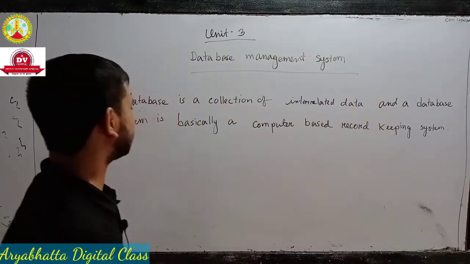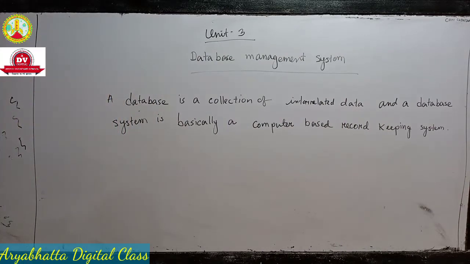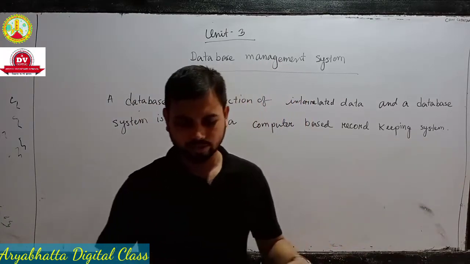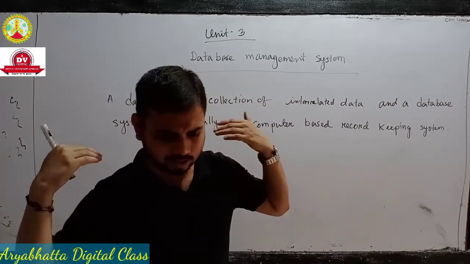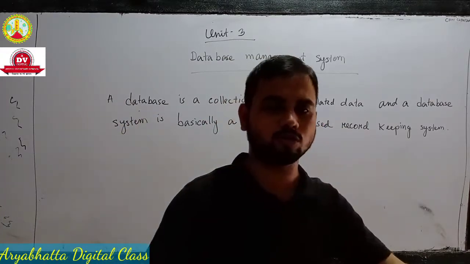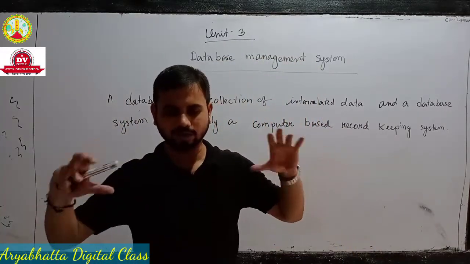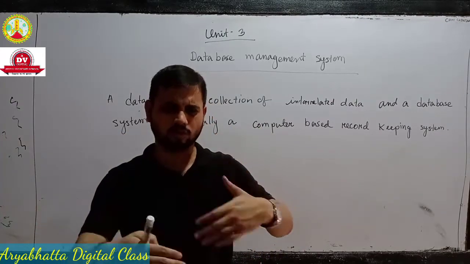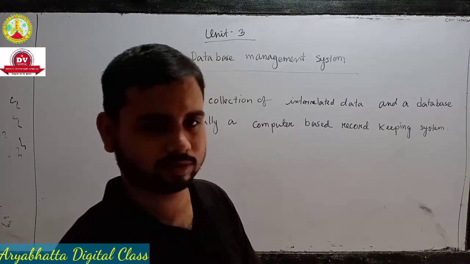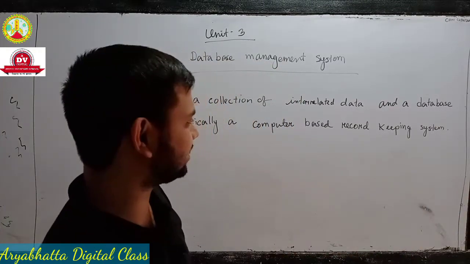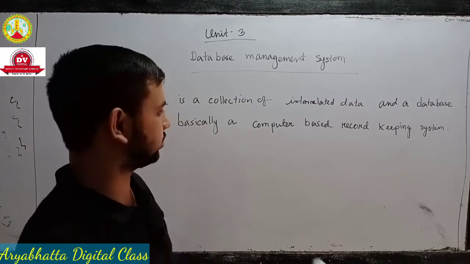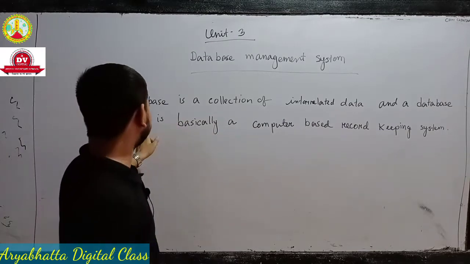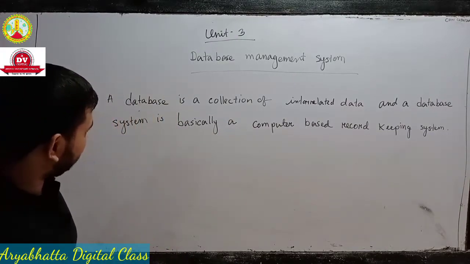A database is a collection of interrelated data, and a database system is basically a computer based record keeping system. What I am saying already is that it is a record keeping system, meaning there are lots of records we keep in one system, one technique, one organization. One system which keeps many records, that computer based record keeping system is called database system. This is the main concept.